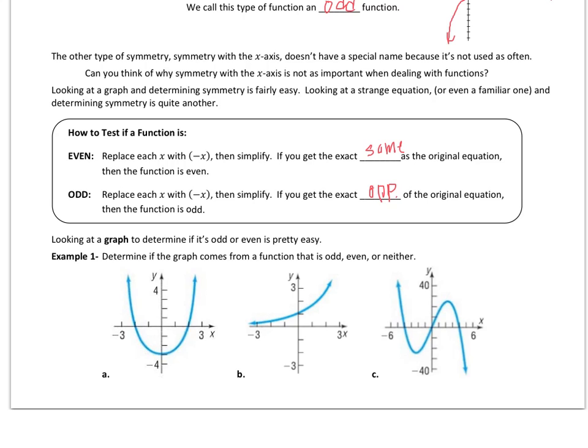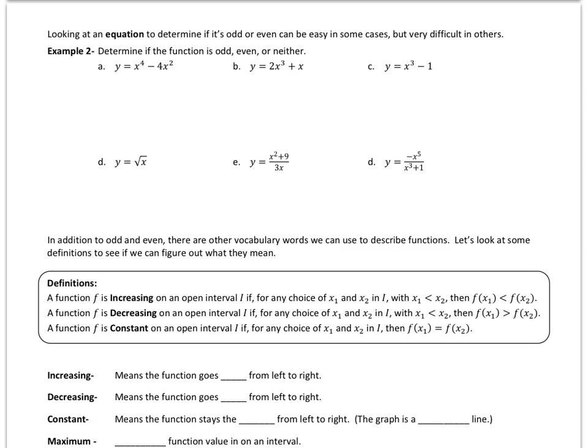Now, looking at a graph, we've done these before. It's pretty easy to determine whether it's even or odd or neither. So far left, even or odd or neither? That is even. Middle, neither. Far right? Odd, because that has origin symmetry. Easy stuff. Now, looking at an equation, whether it's even or odd can be easy sometimes, but sometimes it's a little tricky. So you really do need to replace x with negative x and go. Let's look at some of these and figure it out.